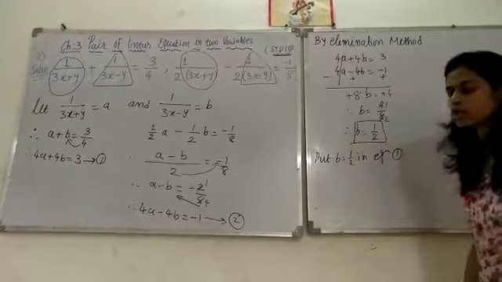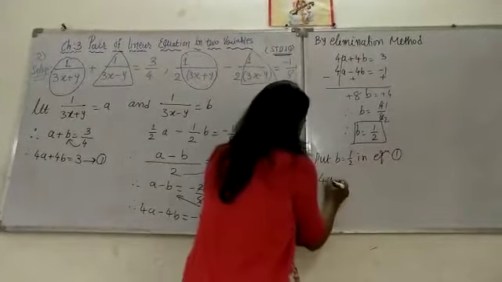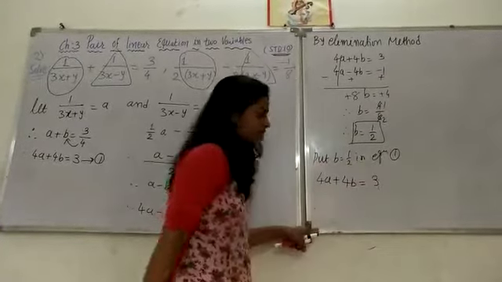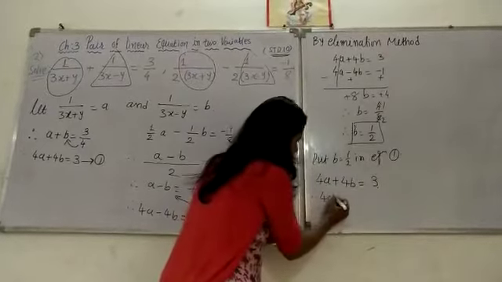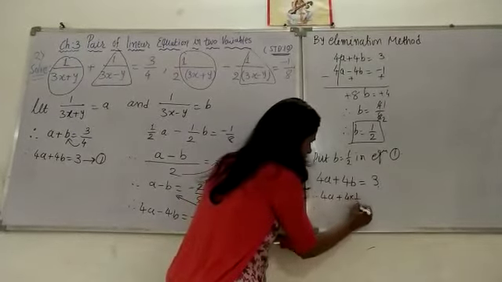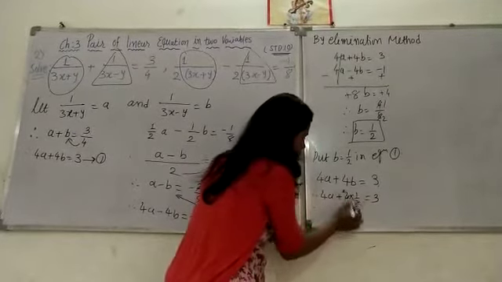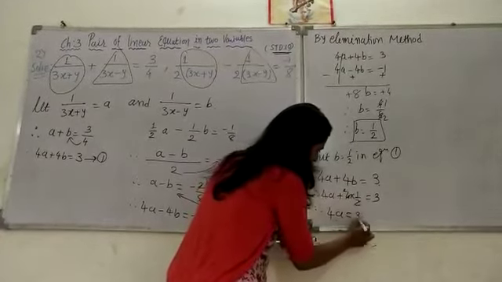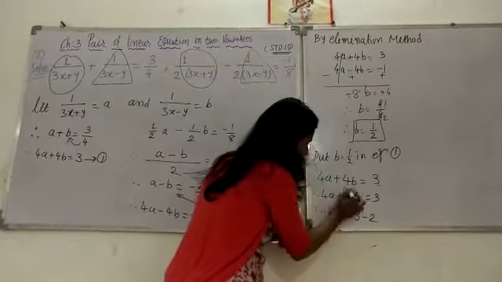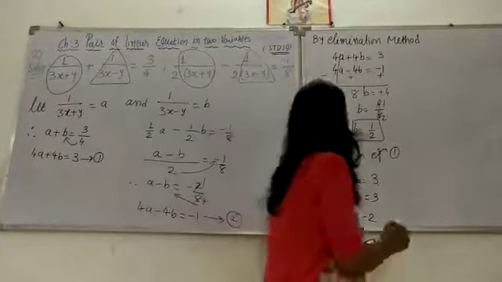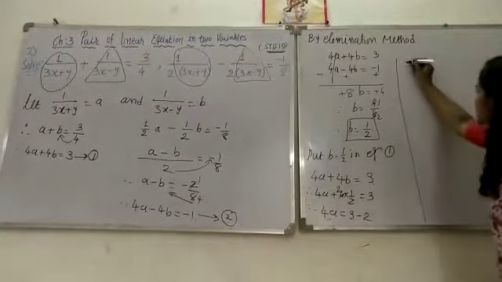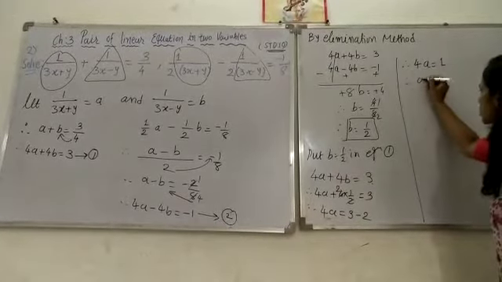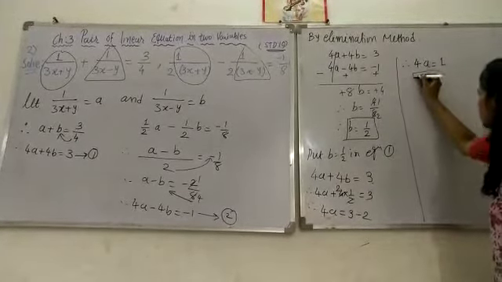So what is your equation 1? 4a plus 4b is equal to 3. Instead of b, write its value. So 4a plus 4 into 1 by 2 is equal to 3. 2 2s are 4, 2 1s are 2, change side of 2. So 4a is equal to 3 minus 2. This is your 2. And change side. So 3 minus 2 is 1. That's why 4a is equal to 1. So a is equal to 1 by 4.